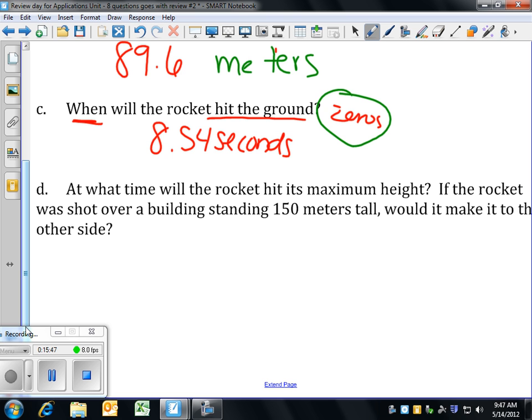Okay, and then at what time will the rocket hit its maximum height? So that's when we go to second, calculate, maximum. And I got it to be, what did I get it to be? 12,500 meters.